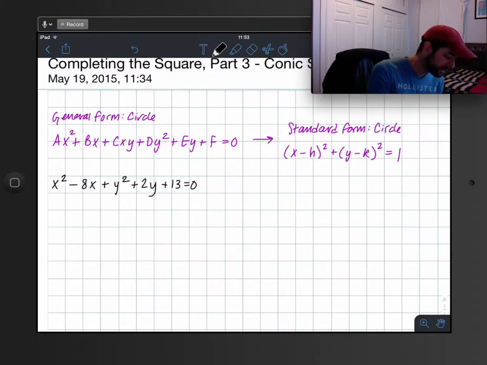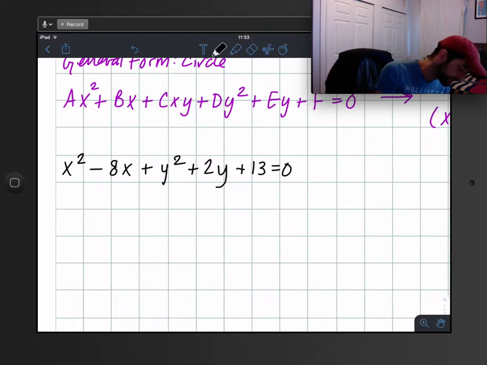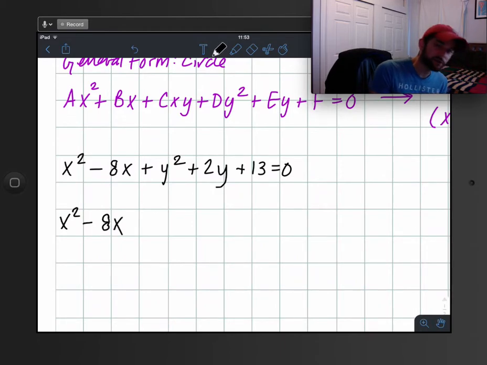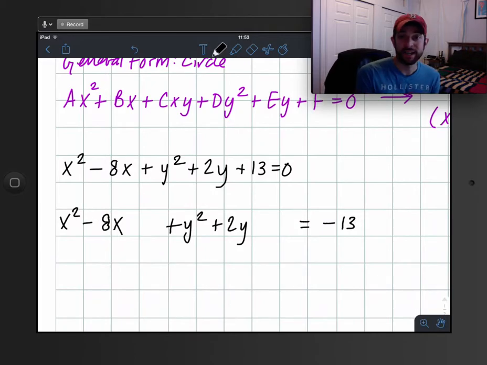So I'm going to do the first two steps in one. I'm going to get the constant of 13 over to the right side, and I'm also going to leave a space after each of the linear terms, so a space after the negative 8x and a space after the 2y. So x squared minus 8x, leave a space, plus y squared plus 2y, leave a space, and the 13 moves to the right side as negative 13.